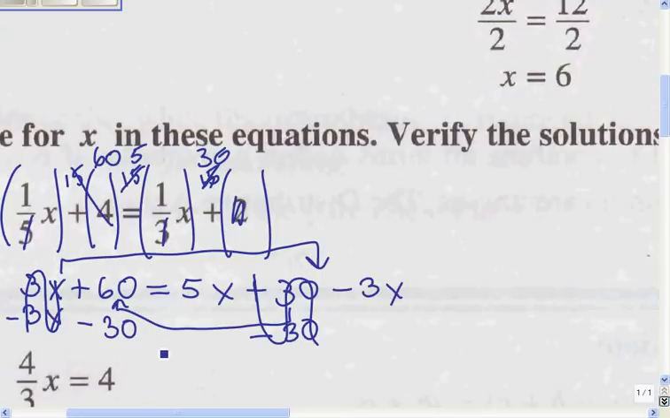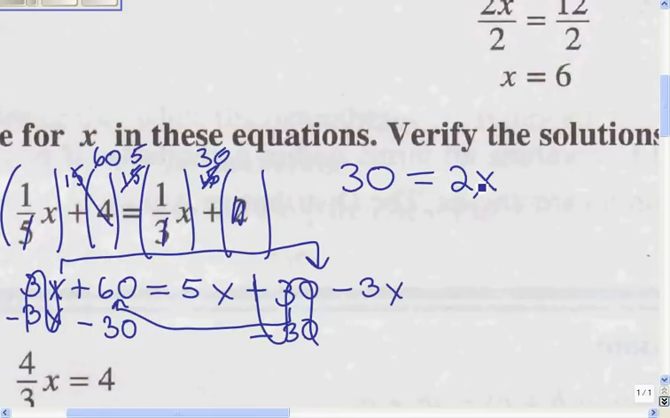And so now what I have is 60 minus 30, which is 30. And then I've got 5x minus 3x, which equals 2x, right? 5x minus 3x equals 2x. And now what do I do? I still got a number next to x. And remember, there's no sign in between the variable and the number. So that means that this is multiplication.